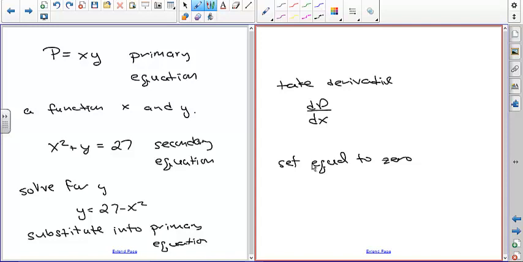Yeah, so before you take the derivative, go ahead and multiply out. Don't use the product rule. You're going to have 27 minus x squared times x. So multiply that out, so you'll get x cubed and something, and then take the derivative.